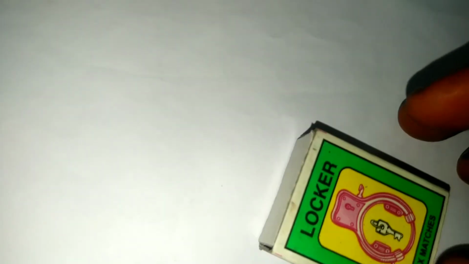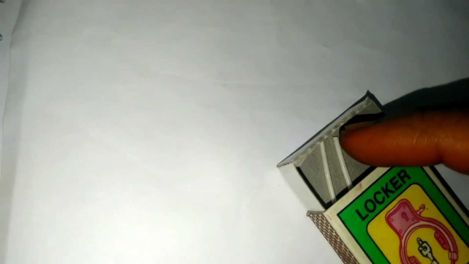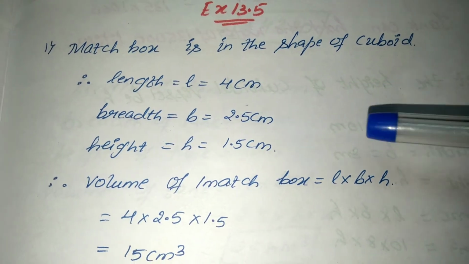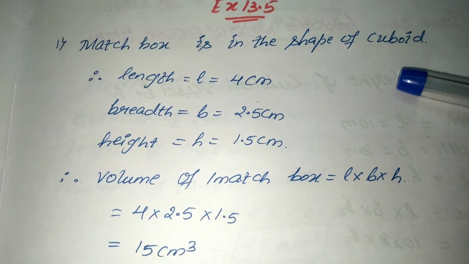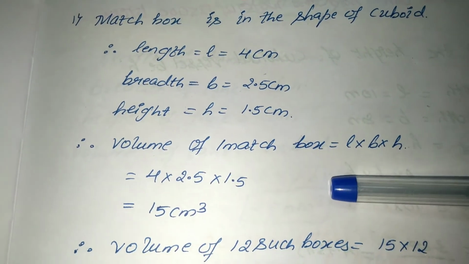So here is a matchbox, children. In one matchbox they have given you the length, breadth and height, isn't it? Inside this, how many matchsticks are there? That is important. Now you have to find out the volume, means how many matchsticks will be contained inside 12 such matchboxes. As I have shown now, the matchbox is in the shape of the cuboid, length and breadth and height as per the question I have written.